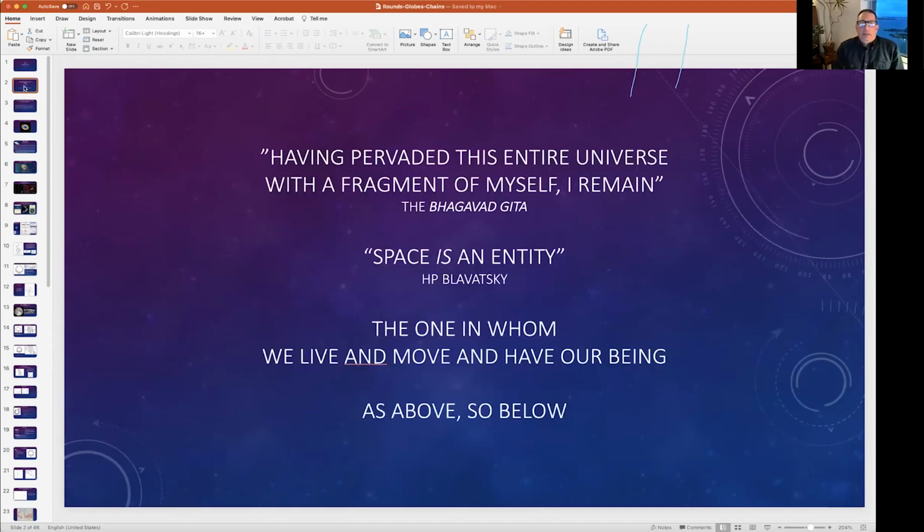that's useful for sorting some of the stuff out, but it's got some useful points. So the first thing you have to realize are these aphorisms, which essentially are saying that space is an entity. And it's the one in which we live and move and have our being. And you'll begin to understand that is literally true. Space is an entity. The suns are like atoms of matter or chakras in these great beings. And the planets are like chakras.